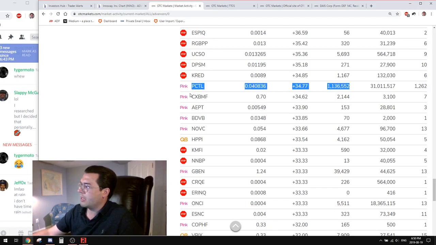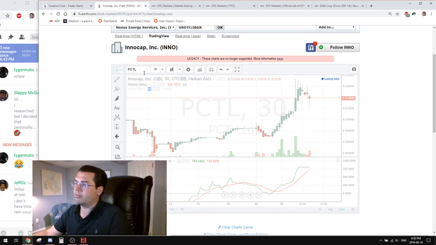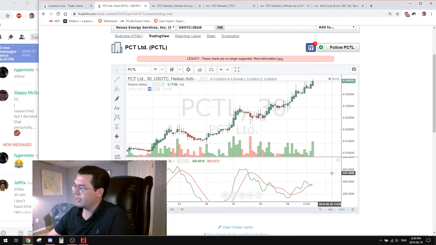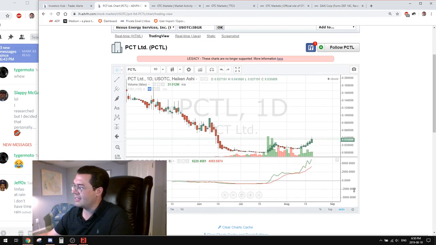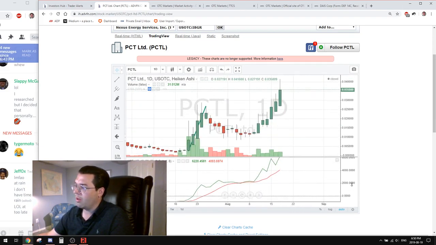PCTL, just spectacular. I feel it's too slow. I feel personally that I'm a little bit tired by it, but for those of you who are in it, you might be looking at a 30 downward cross rejection and more continuation. If you traded it on the daily, you never sold PCTL. You never sold it, which is just a wild thought.